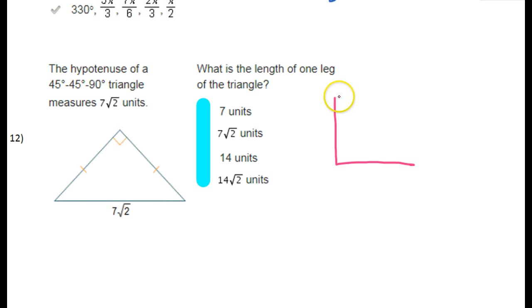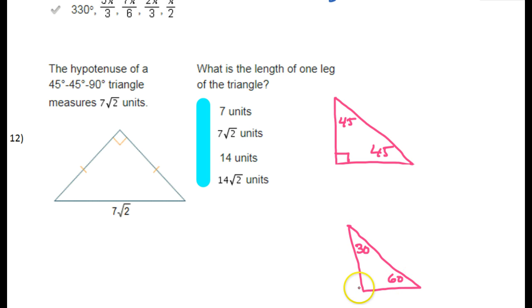So here is a 45, 45, 90 triangle. And here is a 30, 60, 90 triangle. Okay, now write this down.